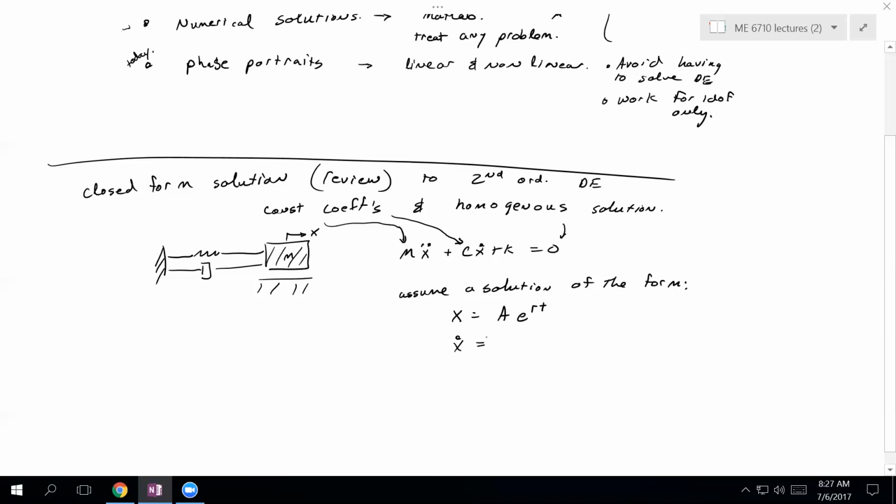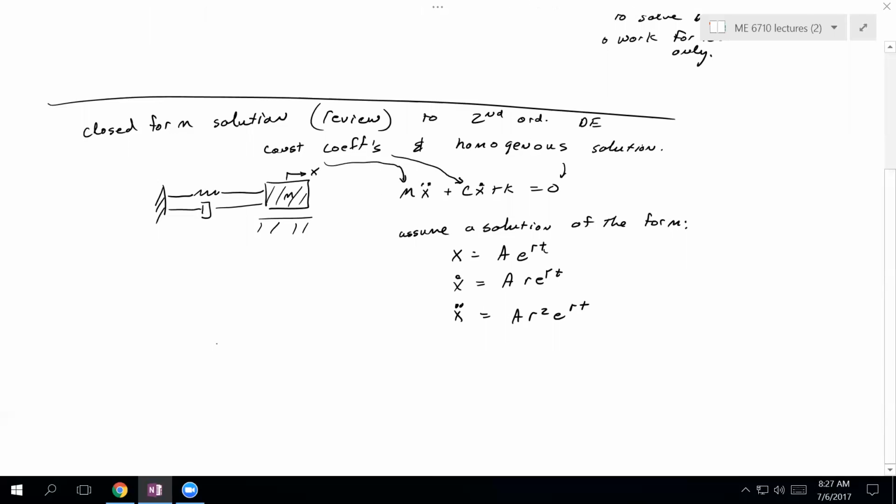Then if we take the time derivative of that, x dot equals a r e to the rt. And x double dot is the next derivative. Oh, by the way, here, of course, a is a constant, t is time. Second derivative is a r squared e to the rt. And by choosing this solution, I can go back and plug it into my equation. So I get m a r squared, I think I can pull out the a. So I get m r squared plus c r plus k, times a e to the rt equals 0.